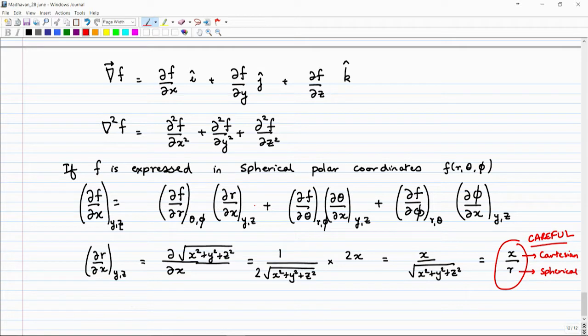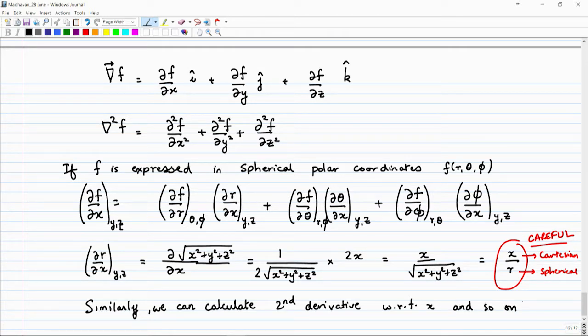Using this, I can write the derivative with respect to x, and once I have a first derivative with respect to x, I can also calculate the second derivative with respect to x. So, similarly, we can calculate second derivative with respect to x and so on.